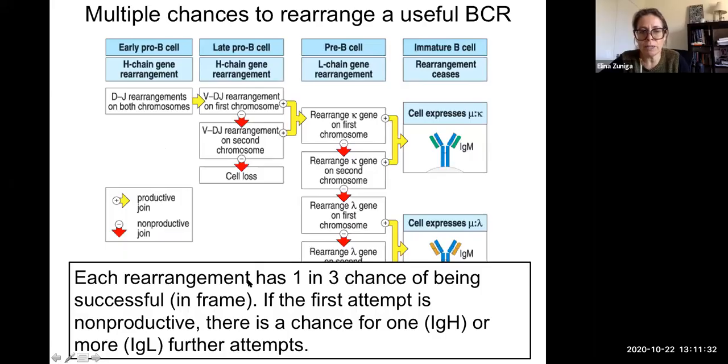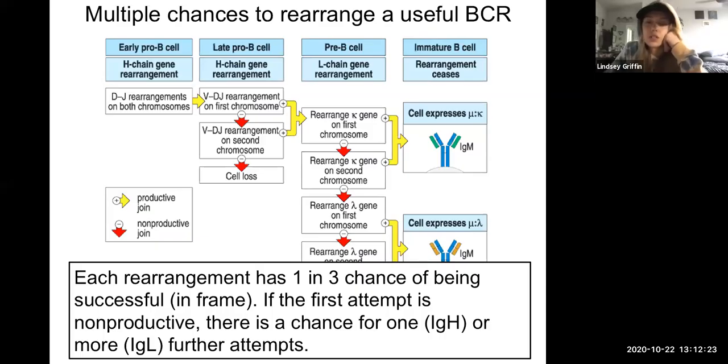So each rearrangement has a 1 in 3 chance of being successful, in frame, okay? And this is because 3 nucleotides will encode for an amino acid. So 1 in 3 chances of being successful or in frame. If the first attempt is not productive, there is a chance for 1 more, in the case of the immunoglobulin heavy chain, or 3 more actually, in the case of the immunoglobulin light chain rearrangement, to have further attempts.